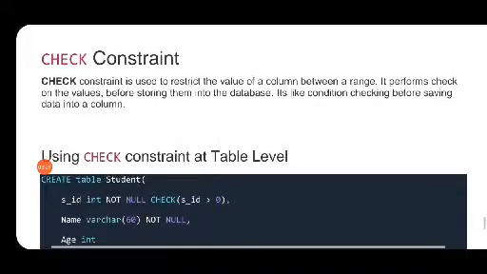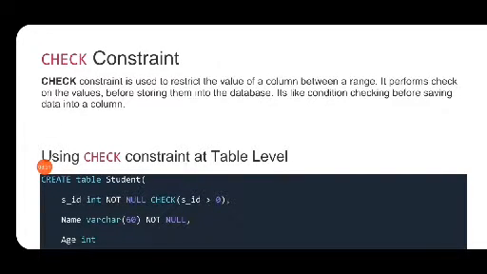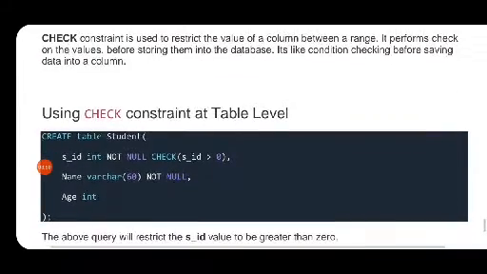Now moving to check constraint. Check constraint is used to restrict the value of a column between a range. It performs check on the values before storing them into the database. It's like condition checking before saving data into column. So let us see how to implement it.